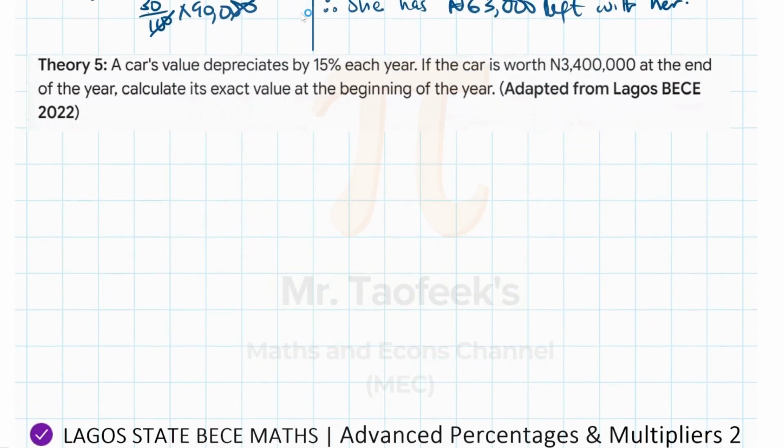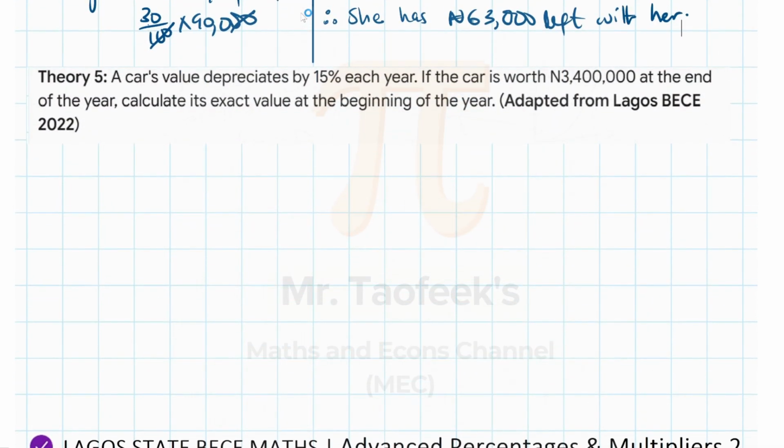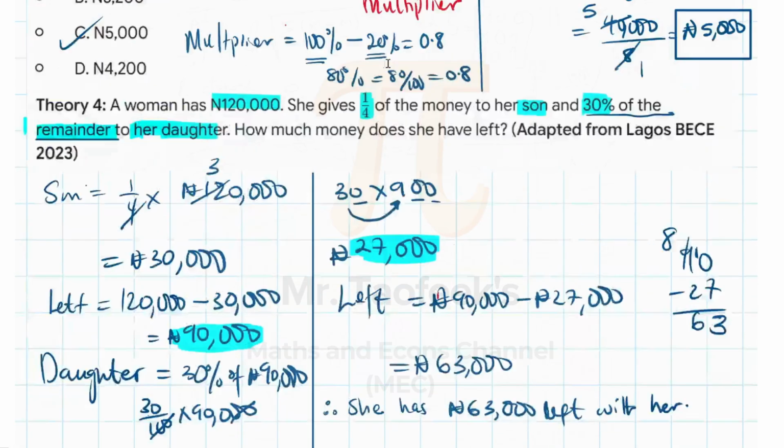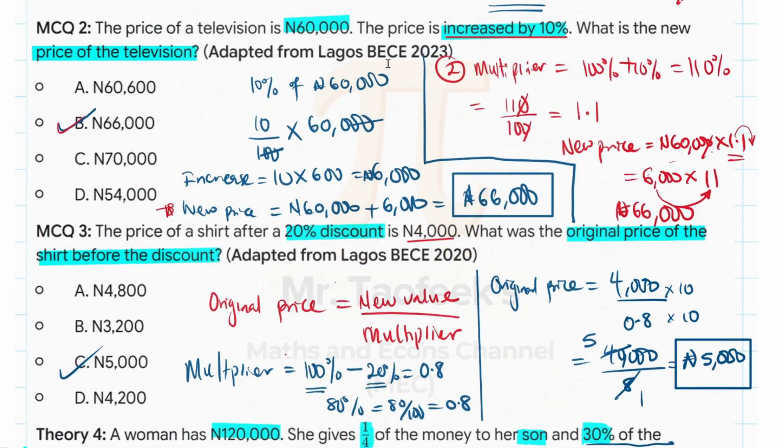And the final one is the theory question number 5. So a car's value depreciates by 15% each year. If the car is worth 3,400,000 at the end of the year, calculate the exact value at the beginning of the year. So you can see this is another classical example of what? Of reverse percentages. It's called reverse percentages, just like we had to deal with in question number 3.